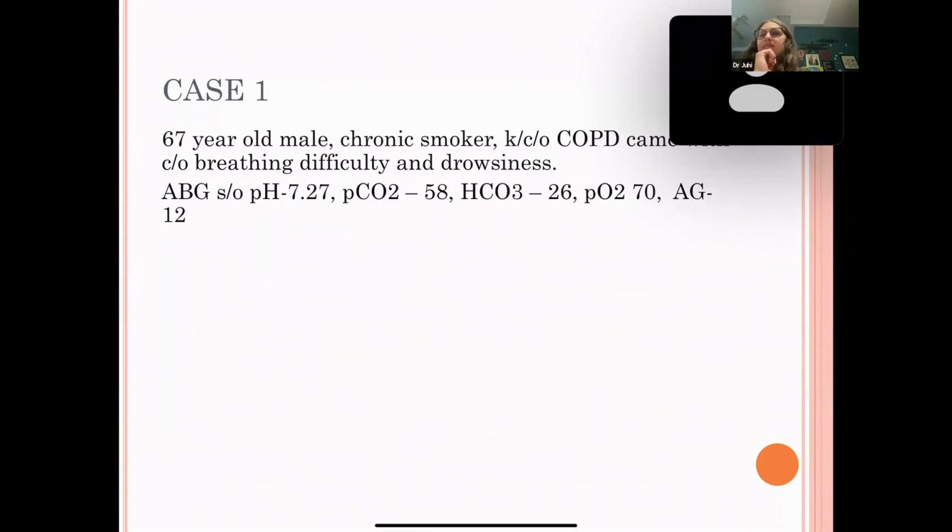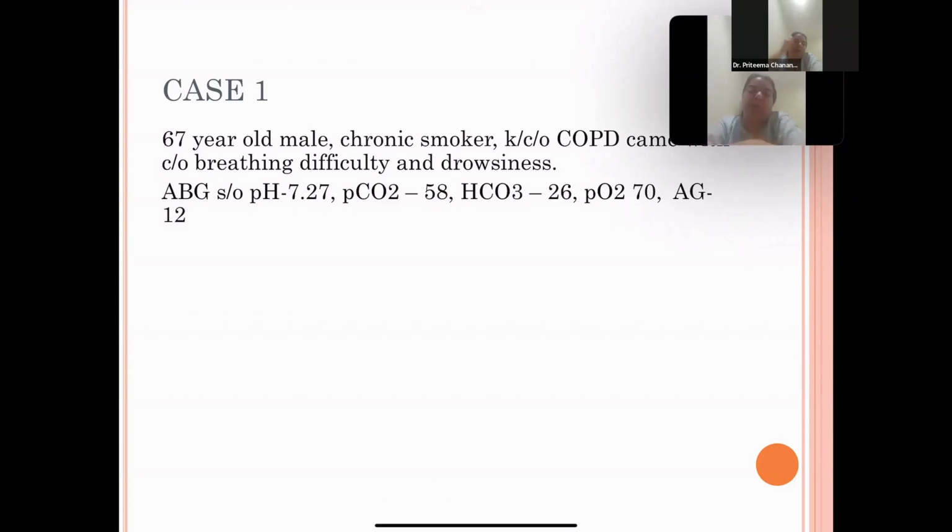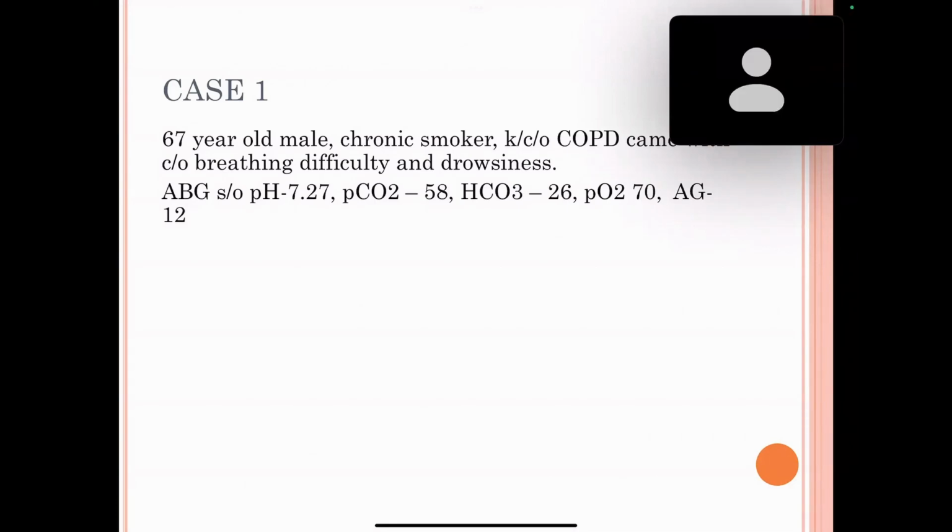Now, second step. The second step was validity, right? Yes, ma'am, check for the validity. I am saying that this ABG is valid. Now, third, what will we see? Is it acidic or alkaline? It is acidic, so 7.27. It is acidosis.